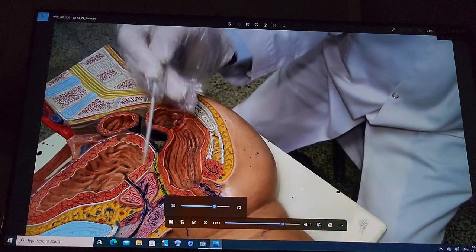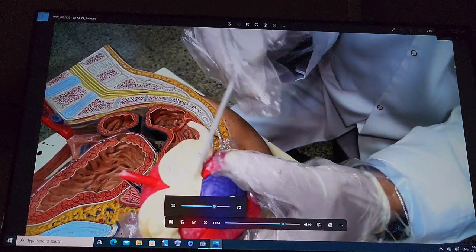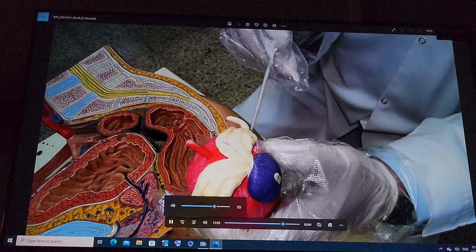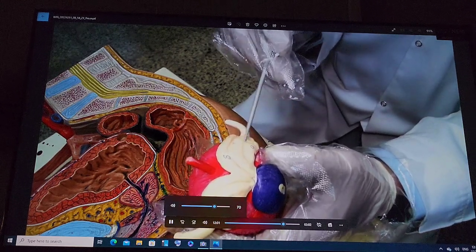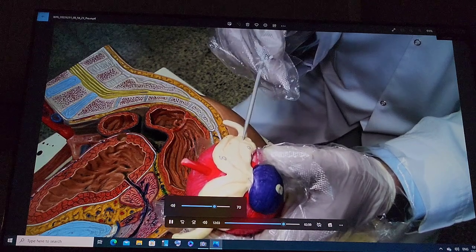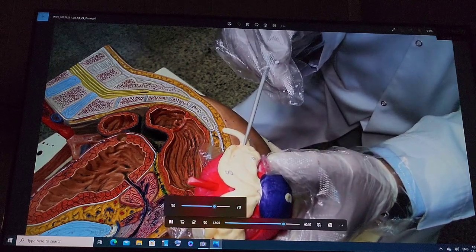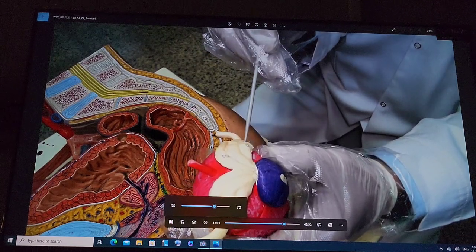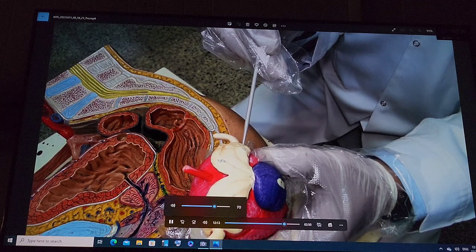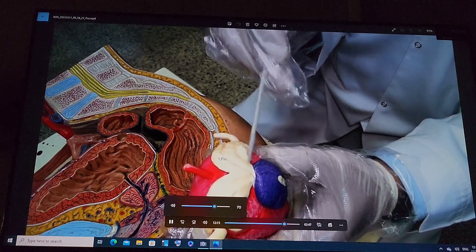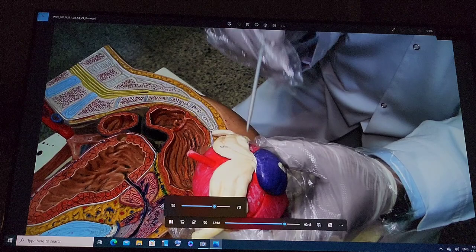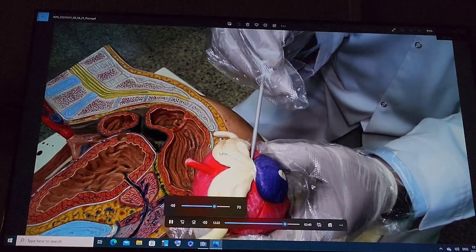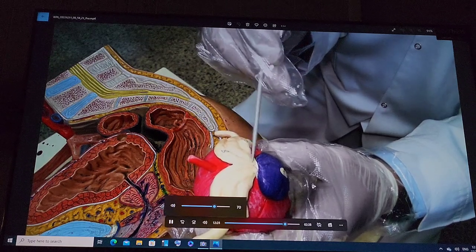The seminal vesicles, here we can see on the posterior surface of the urinary bladder, are two lobulated sacs. Their upper ends are widely separated from each other, while the lower extremities of these lobulated seminal vesicles lie close together and narrow to join the vas deferens at the ejaculatory duct.